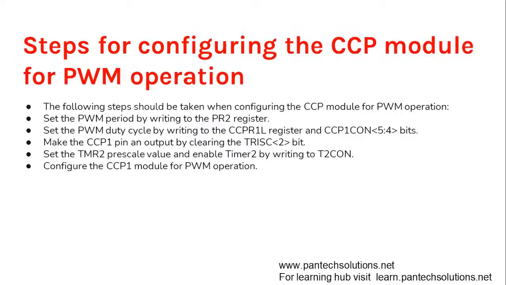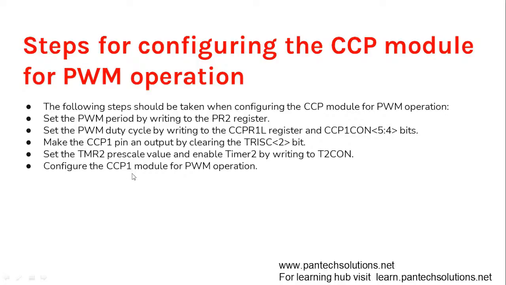These are the steps for configuring the CCP module for PWM operation. First, set the PWM period, which is T on plus T off, by writing to the PR2 register. Then set the PWM duty cycle by writing to the CCPR1L register and bits 5 and 4 of CCP1CON. Make the CCP1 pin an output by clearing the TRISC bit, that is, make TRISC bit 2 an output. Set the TMR2 prescale value and enable Timer 2 by writing to the T2CON register. And configure the CCP1 module for PWM operation.